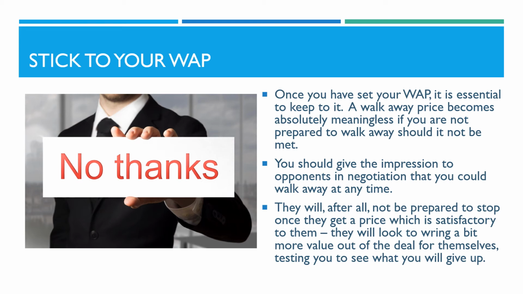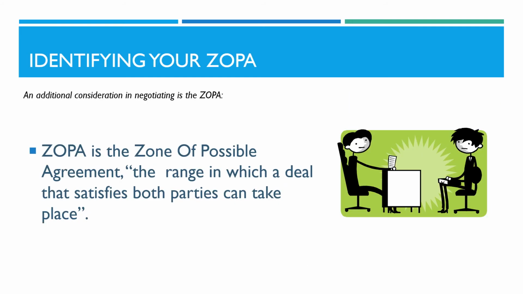You should give the impression to opponents in negotiation that you could walk away at any time. They will, after all, not be prepared to stop once they get a price which is satisfactory to them. They will look to wring a bit more value out of the deal for themselves, testing you to see what you will give up. An additional consideration in negotiating is the ZOPA. ZOPA is the zone of possible agreement, the range in which a deal that satisfies both parties can take place.